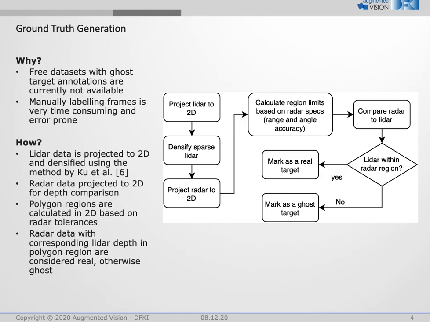We then projected the radar points to 2D and compared them to the LiDAR depth. If the LiDAR depth around a certain radar point falls within a certain threshold for depth, azimuth, and elevation, a target is considered real, otherwise it's a ghost target. Those thresholds are chosen based on the radar specification sheet.